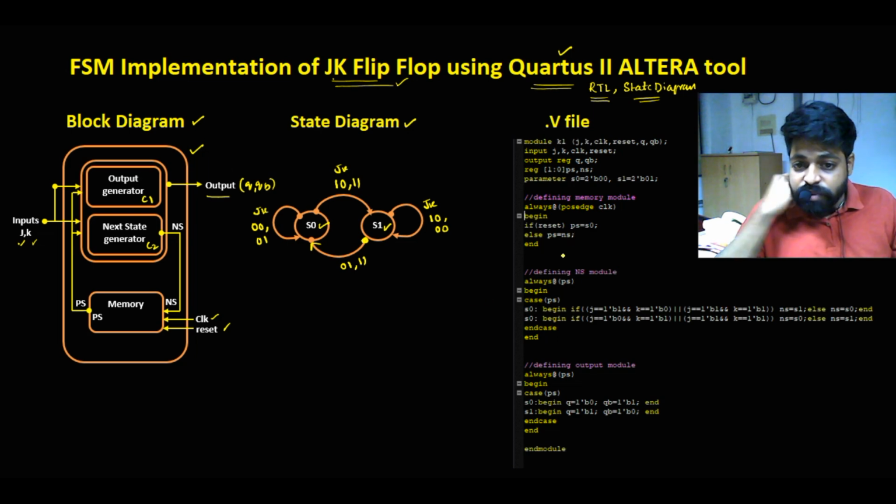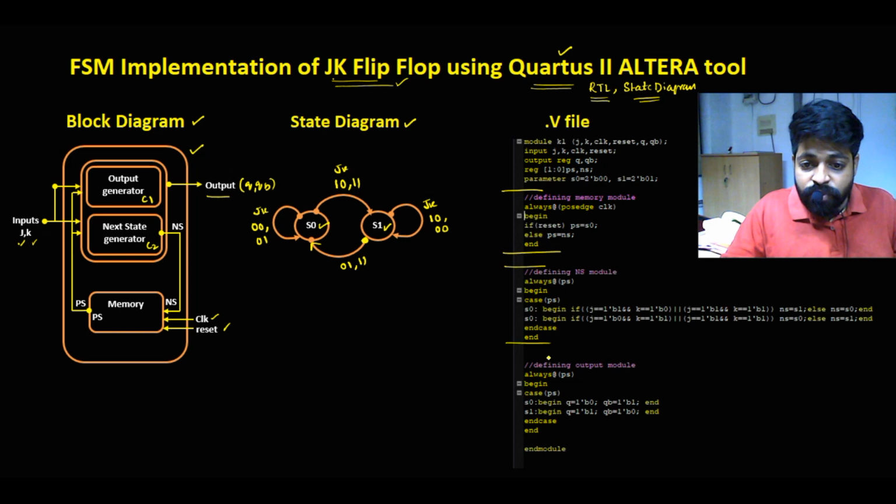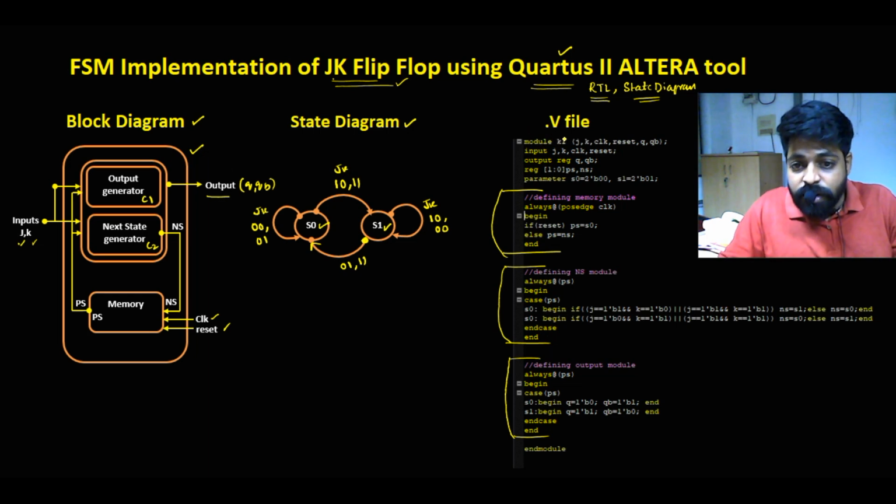Now coming to the .v file, I will be splitting the entire program into three modules. This is one block, this is the second block, this is the third block. In the first case the module name is K1. K1 is your wish, you can use any name. The module name can be any name.